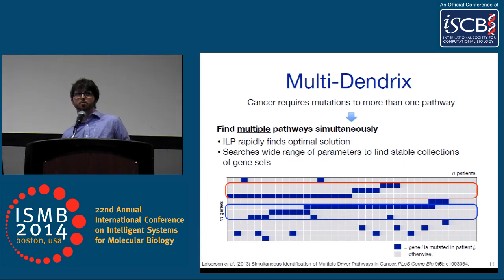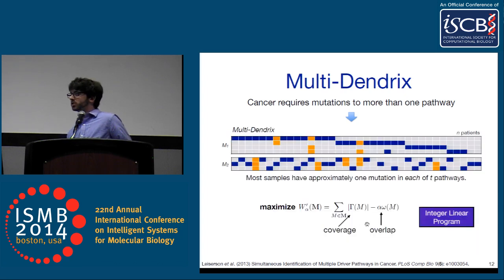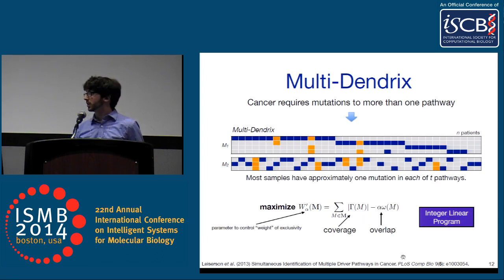Multi-Dendrix identifies multiple pathways simultaneously. We formulated Multi-Dendrix as an integer linear program that can rapidly find the optimal solution for a given matrix and search a wide range of parameters to find stable collections of gene sets. Multi-Dendrix also has two additional features that Dendrix doesn't have, in addition to being able to find multiple pathways simultaneously. The first is that Multi-Dendrix uses a parameterized weight function, W sub alpha, where I told you before the weight is equal to the coverage minus the overlap. This weight function allows us to change the trade-off between coverage and overlap by multiplying the overlap by this parameter alpha. And so if you increase alpha, you will find gene sets with more exclusivity.